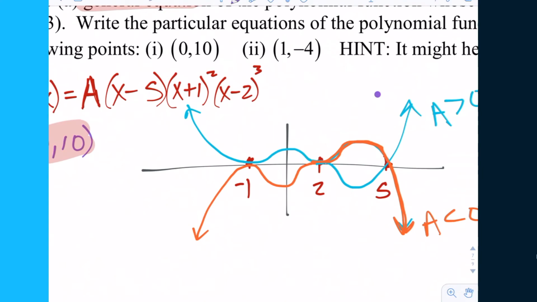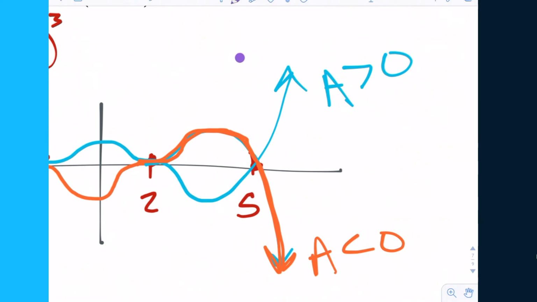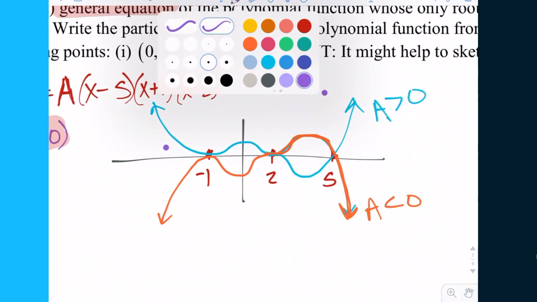If we were to try and get it to pass through, let's say this point right here, which graph would we stretch or compress vertically, the blue or the orange? The blue. And we would have to not stretch it, but compress it. So any point not on the x-axis, we can force our graphs to pass through. Now, how are we going to figure out what the value of A is other than the fact that it's a positive or negative number?